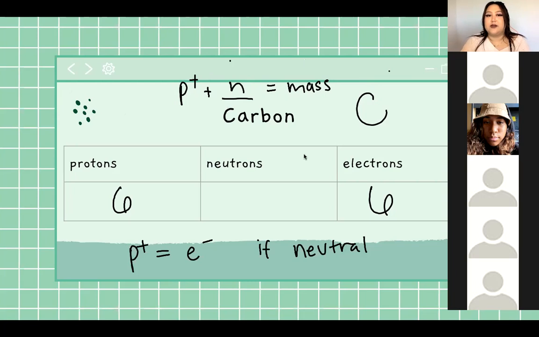Okay, so if the atomic mass of carbon is 12, and the number of protons is 6, how many neutrons? Yeah, thank you, Seth. There's 6 neutrons. So any questions on how we got this?